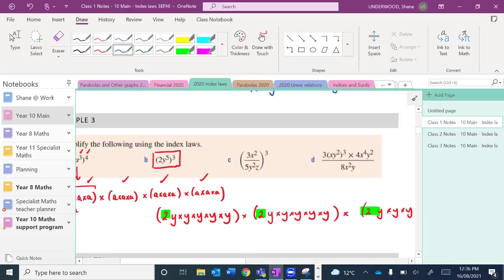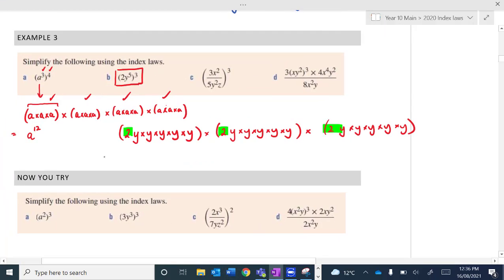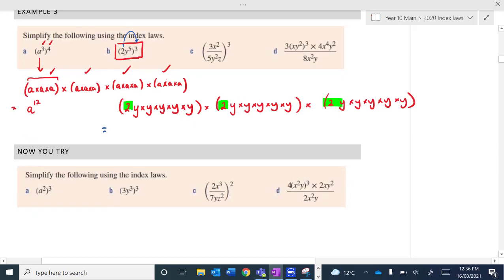Or we could do it the short way, and that is I've got a 2 to the power of 1 there, 2 to the power of 1. What are we doing when we've got in brackets? We multiply the powers. So 1 times 3 is 3. So that's going to be 2 to the power of 3. Now we know what 2 to the power of 3 is. Well, 2 to the power of 3 is 2 times 2 times 2, which is 2 times 2 is 4, times 2 is 8. We'll get to that in a second though. We'll just write 2 to the power of 3.